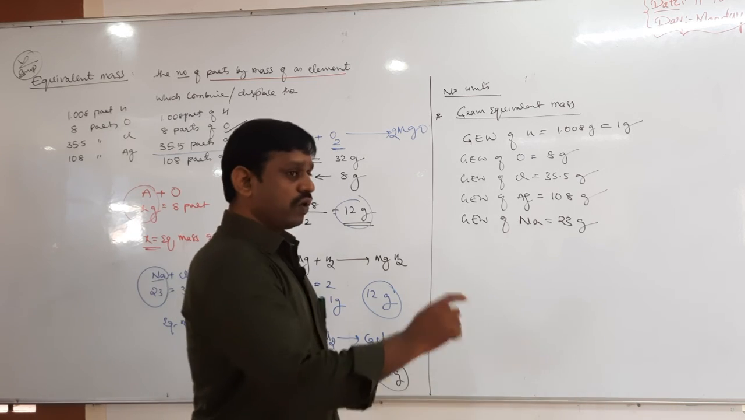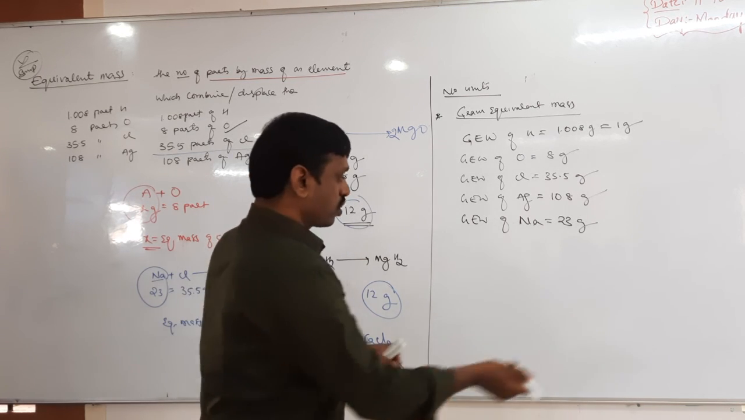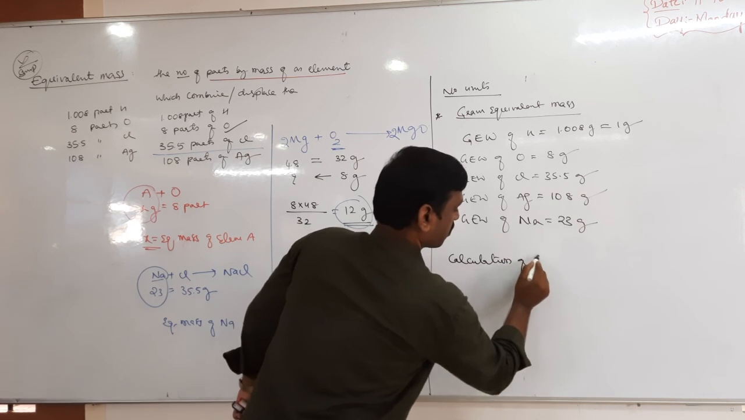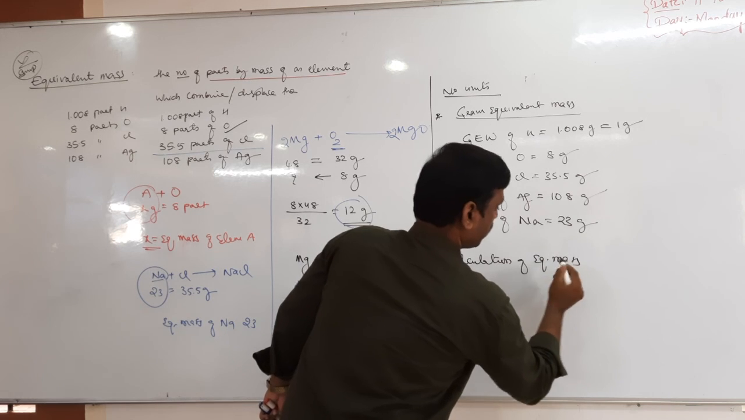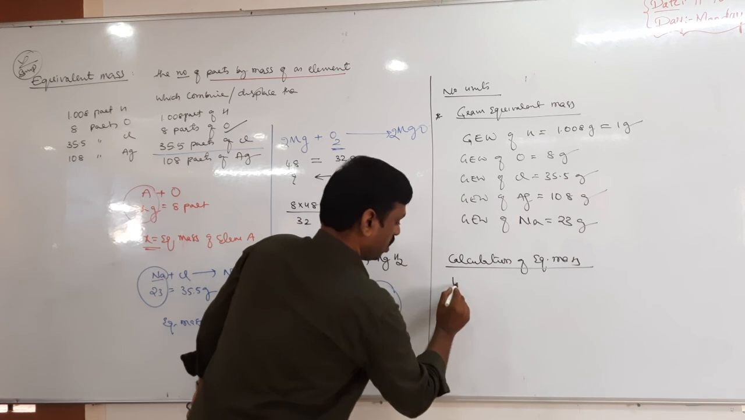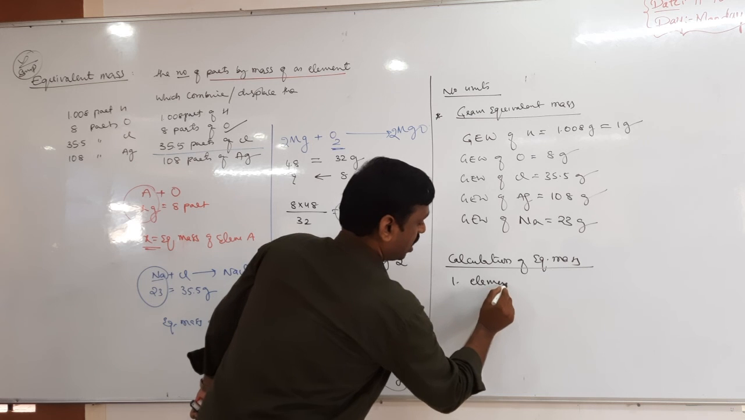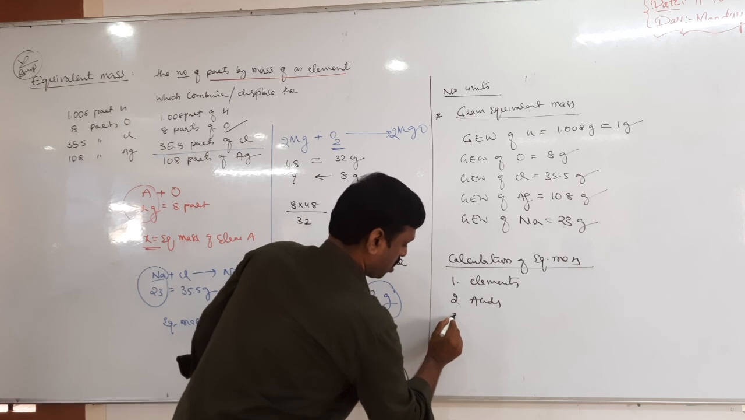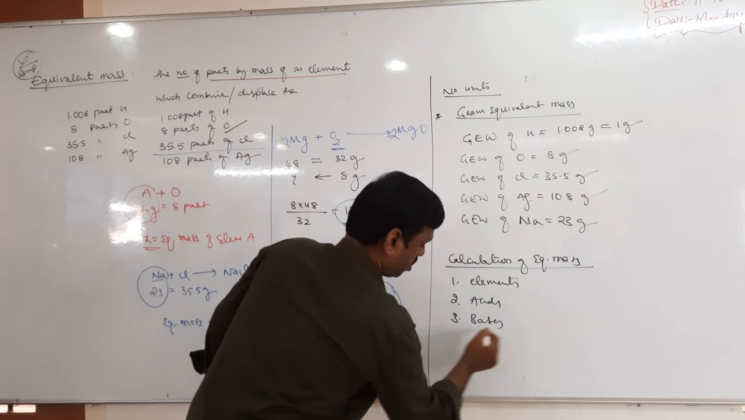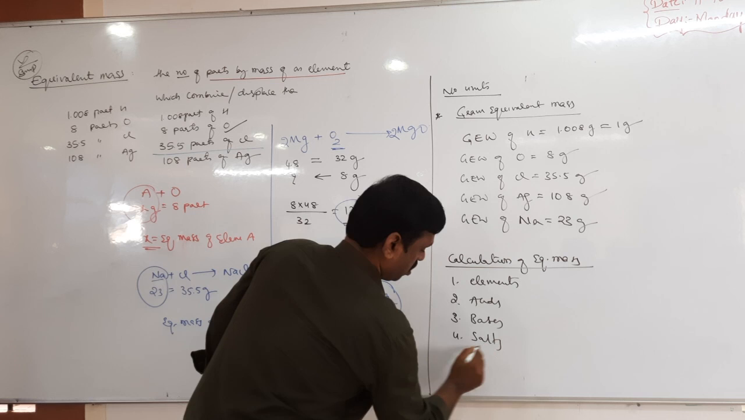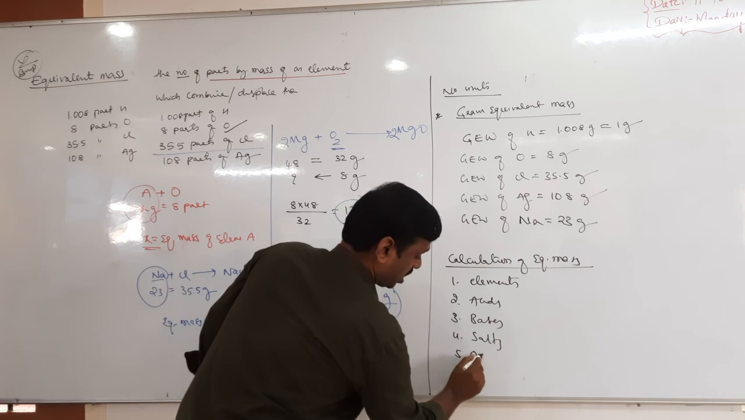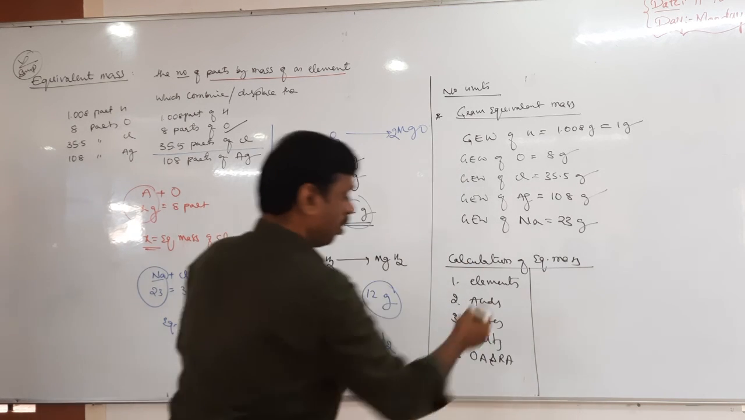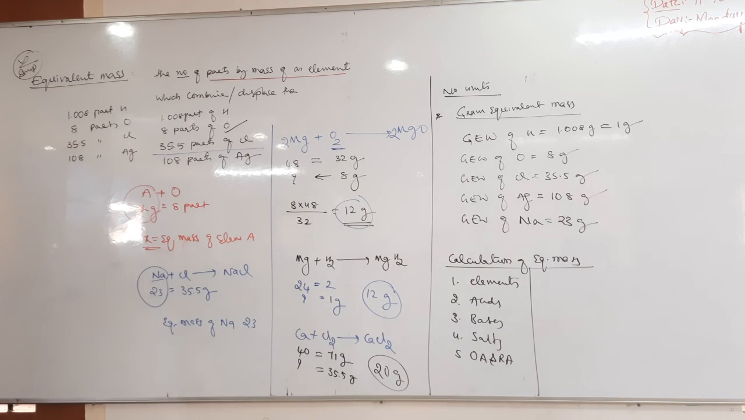Okay, next we have calculation of equivalent mass. Calculation of equivalent mass: one, in elements; two, acids; three, equivalent mass in bases; four, in salts; five, oxidizing agent and reducing agent. We'll study one by one, all in detail. Okay, take down till here.